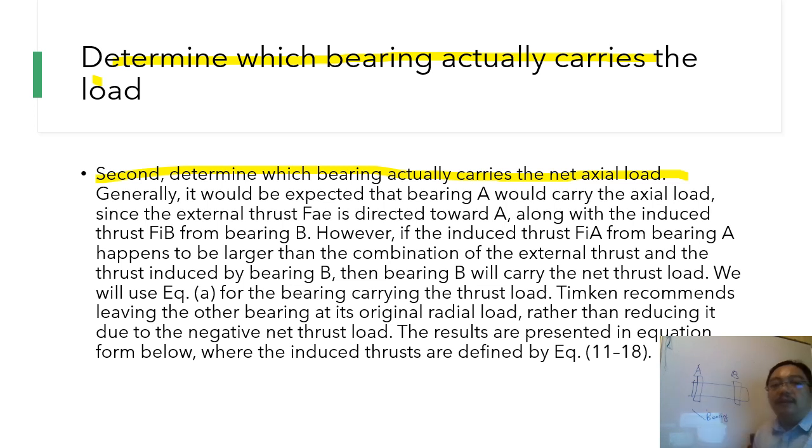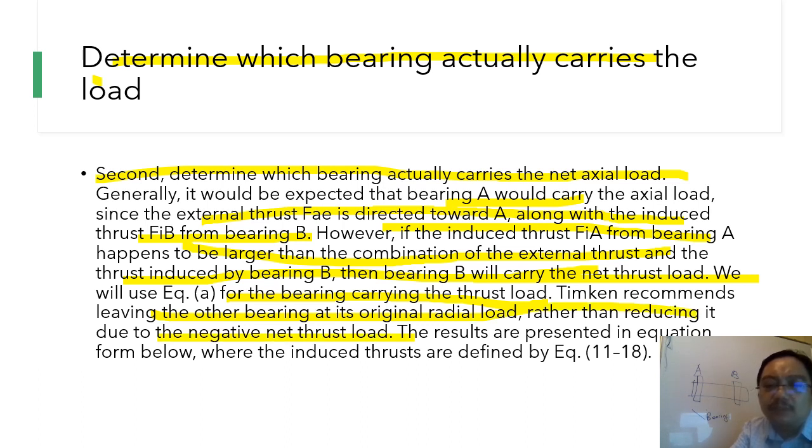Generally, we expect bearing A will carry the thrust load since the external thrust Fe is directed toward A, along with the induced thrust Fib from bearing B. However, if the induced thrust from bearing A happens to be larger than the combination of the external thrust and the thrust from B, then bearing B will carry the thrust load. So we use the equation for the bearing carrying the thrust load. Timken recommends leaving the other bearing at its original radial load rather than reducing it to a negative thrust load.